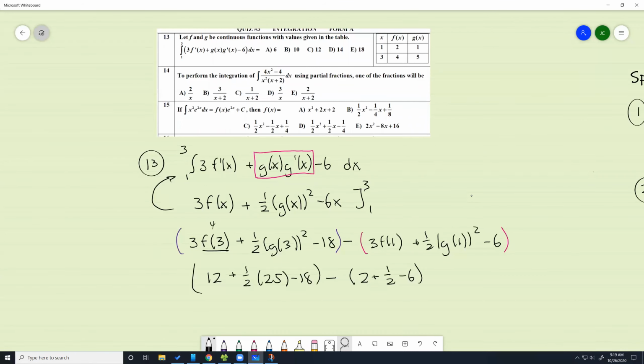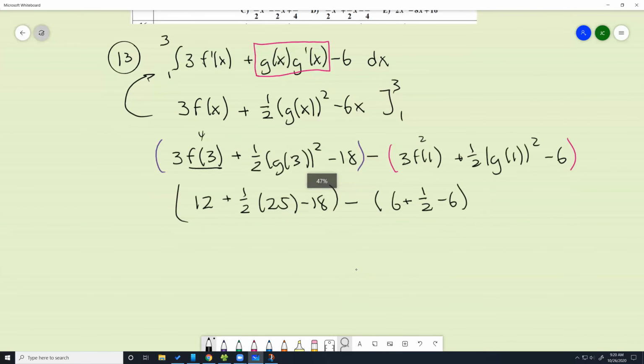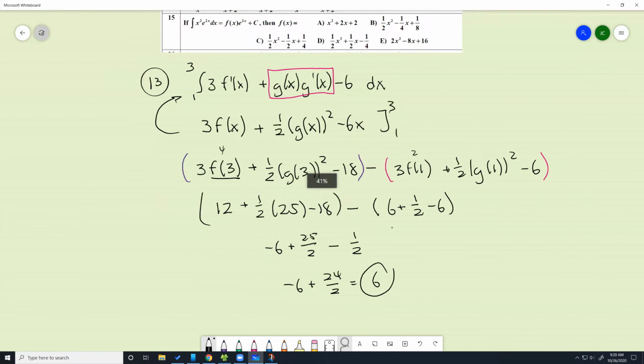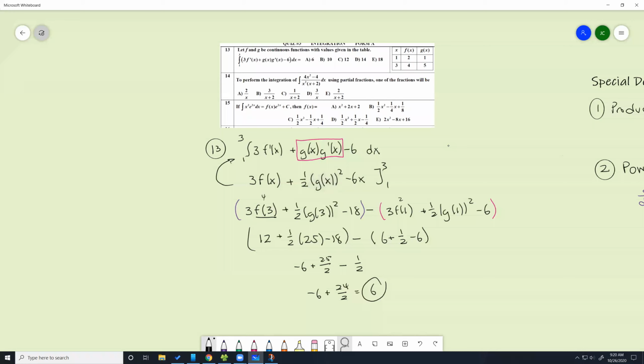I think I'm going to mess up somewhere. Let me think. Oh, f of 1 is actually 2. So 3 times 2, 6. Okay. So here we go. Let's keep going. 12 minus 18 negative 6 plus 25 over 2 minus 6 here. So this is minus 1/2. Okay, negative 6 plus 24 over 2. It's going to be 6. Answer will be A.